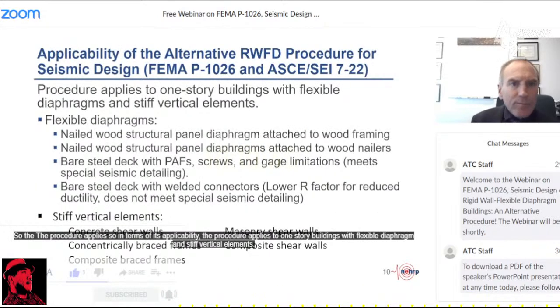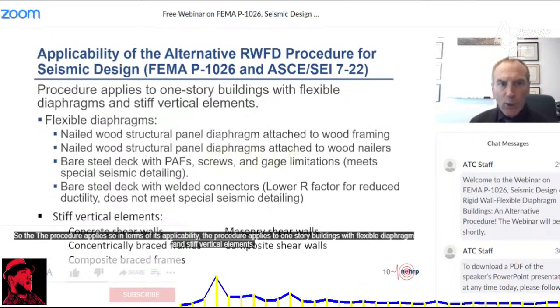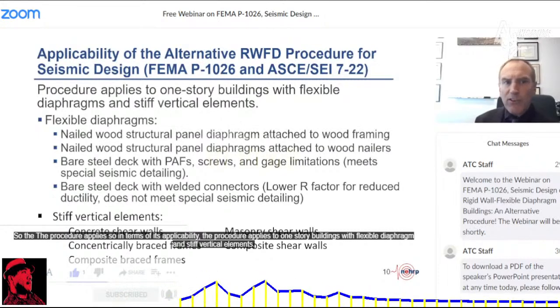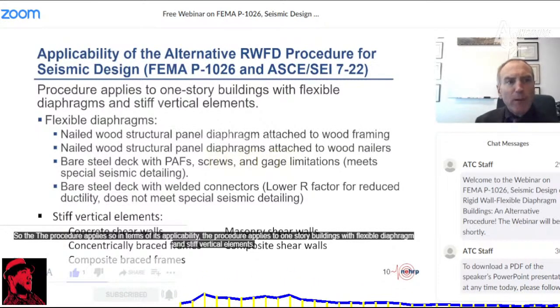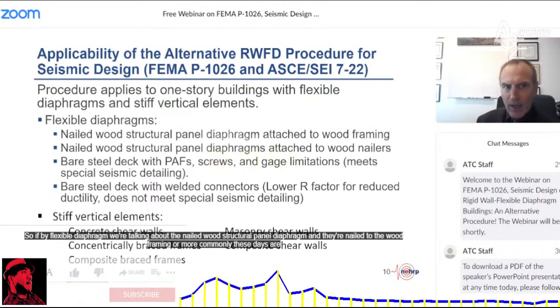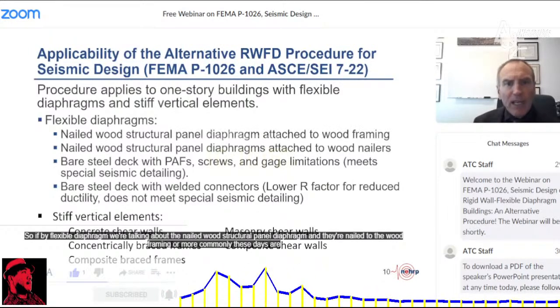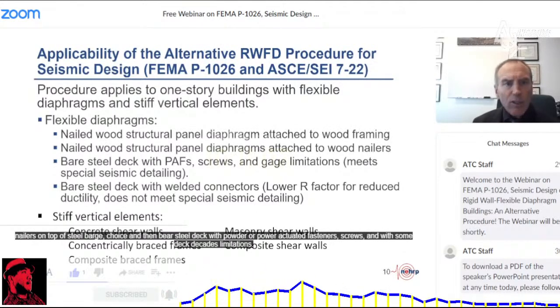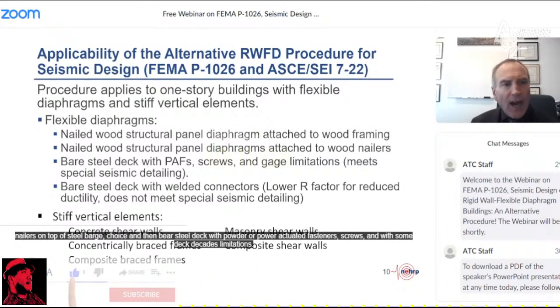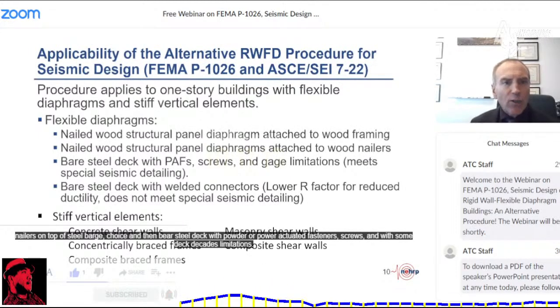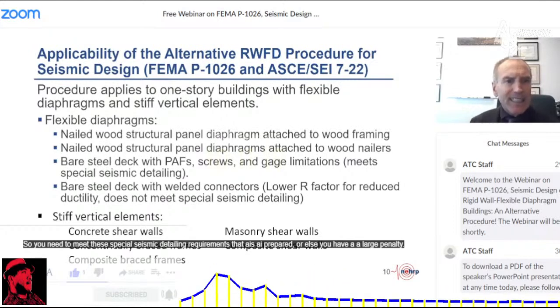In terms of its applicability, the procedure applies to one-story buildings with flexible diaphragms and stiff vertical elements. By flexible diaphragms, we're talking about nailed wood structural panel diaphragms, nailed to either wood framing or, more commonly these days, nailers on top of steel bar joists, and then bare steel deck with powder or power actuated fasteners, screws, and with some deck gauge limitations.